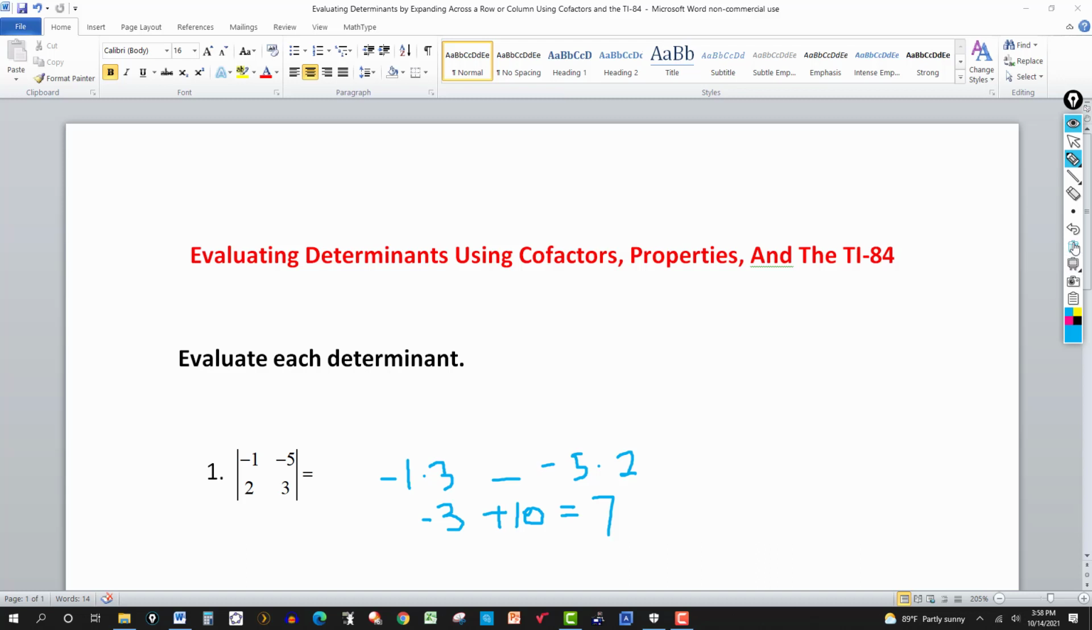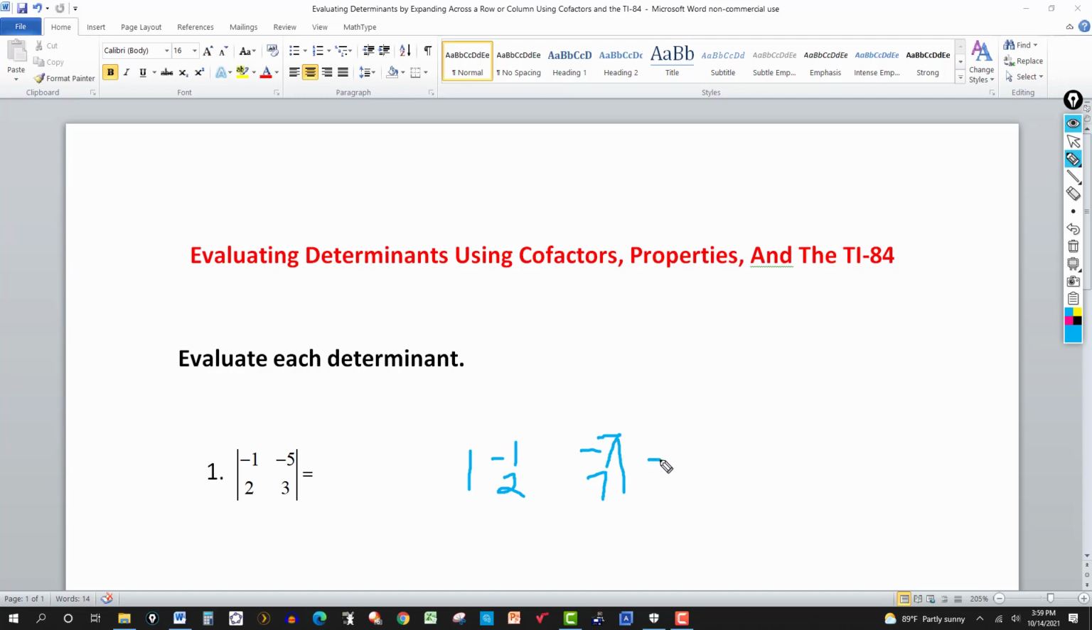But before we go to the next one, I want to emphasize, look at properties. So notice what happens here. Let's say I multiply the first column by 2, and add those components to the second column. So 2 times a -1 is a -2, and a -5 is a -7. And then 2 times 2 is 4, added to 3 is 7. So I still get a 2 by 2.